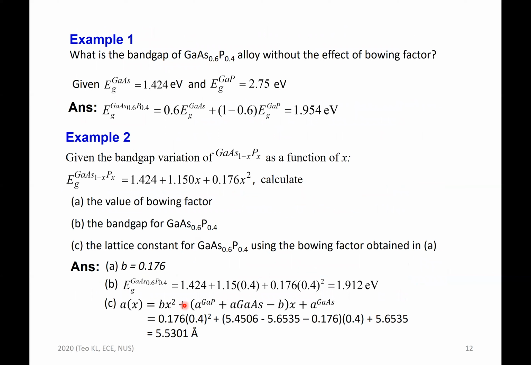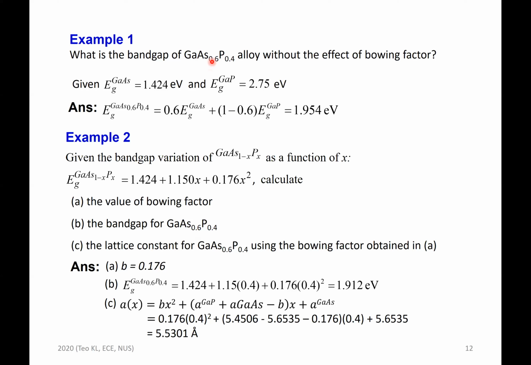Now let us look at more examples. What is the band gap of gallium arsenide phosphide alloy without the effect of bowing factor? That means there's no disordering in the semiconductors. So gallium arsenide phosphide is formed from gallium arsenide and gallium phosphide endpoint semiconductors. So the band gap of gallium arsenide is given at 1.424 eV. Band gap of gallium phosphide is 2.75. So to find the alloy, you just use linear interpolation, or we call it the virtual crystal approximation.